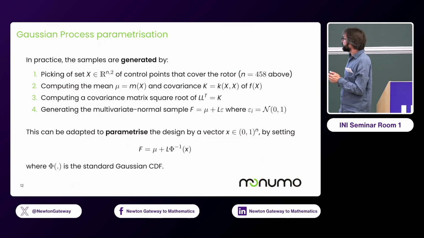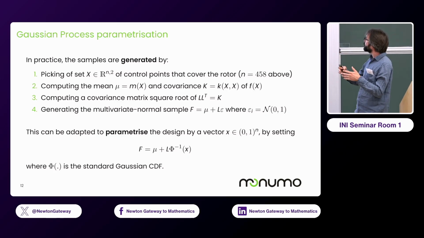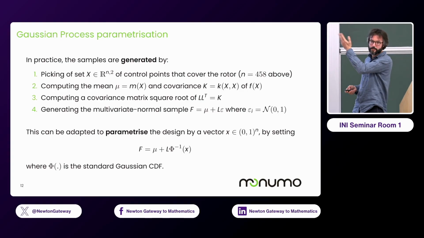So in practice, in order to generate those samples, I start by picking a set of control points that cover the rotor. In the previous graph, they were the vertices of the mesh. Then I can compute the mean function of the GP at these locations and the covariance matrix at the locations of the control points. Then I compute a square root of the covariance matrix. And in order to generate a random sample, so a random geometry, I can just take a mean vector plus L times some Gaussian white noise. And that gives me the sample I was plotting before. This is to generate random samples.